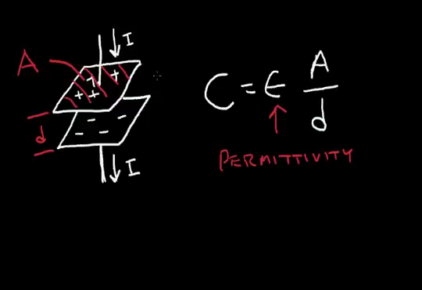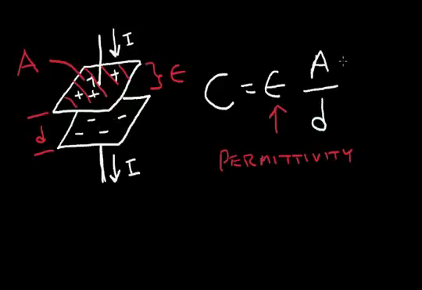And permittivity is a physical characteristic of the region in between the plates. So the permittivity is associated with this region D in between the plates. And different substances have different permittivities. For example, mica might be used in between the plates, and glass might be used, and they're slightly different.